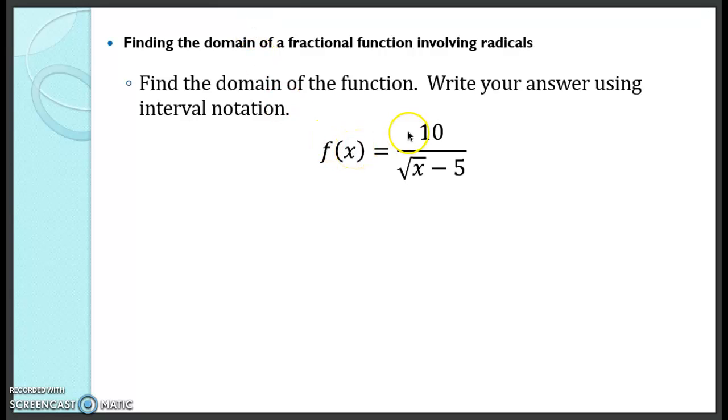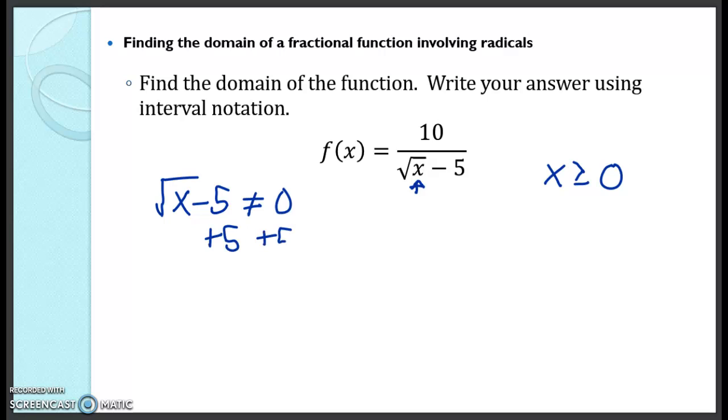This function is f of x equals 10 over the square root of x minus 5. What do we know about the domain of radicals or the domain of fractional functions? Well, we know that the bottom, the square root of x minus 5, cannot equal 0. But we also know, because of this radical, that x has to be greater than or equal to 0. So we already know x has to be greater than or equal to 0, but now we have this extra square root of x minus 5 as well.